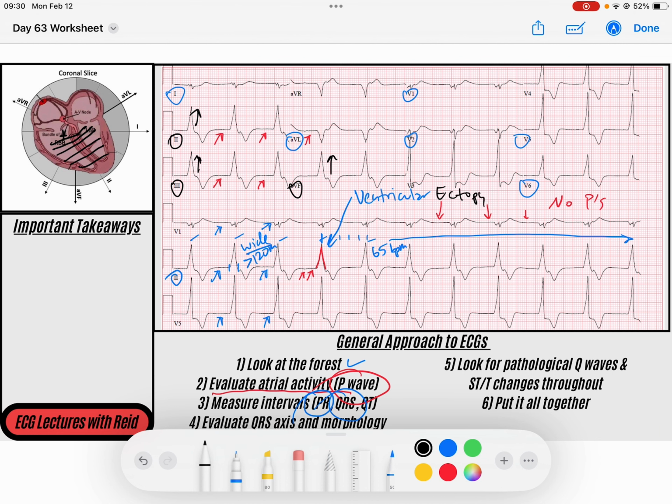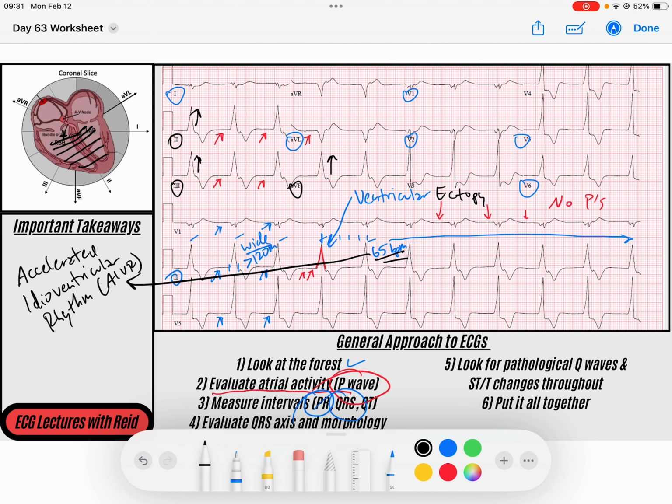Right? And so a normal ventricular ectopic focus usually beats at 20 to 40 beats per minute, but this one is beating at 65. So what do we call that? We call that an accelerated idioventricular rhythm, or AIVR. Right? And all that's saying is that we've got this ventricular focus that's firing off, but it's not a ventricular escape beat.